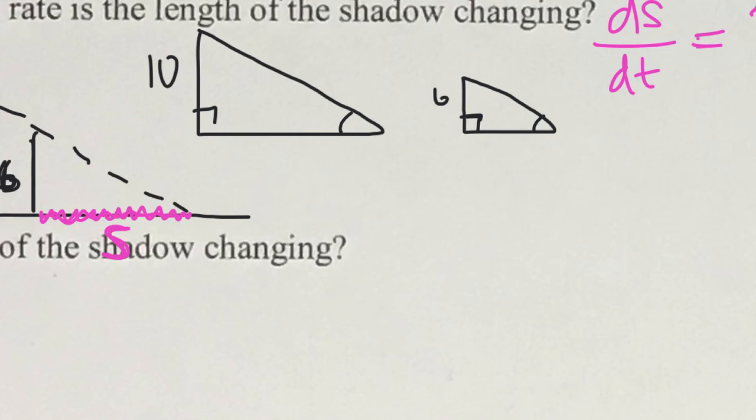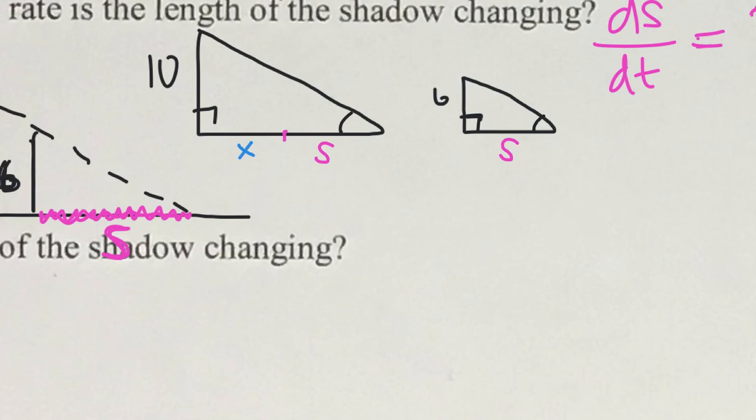So let's see, where did our shadow go? To which triangle does our shadow belong? Right, that's this one, right? The shadow goes with the 6-foot tall person. So then how about the base length of our other triangle? Right, that's x plus s, and what else is going on?